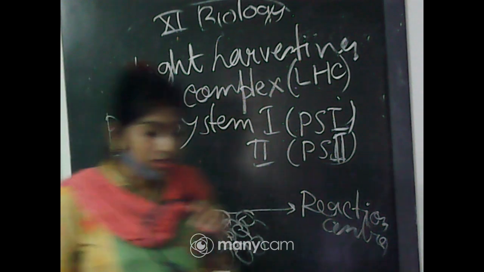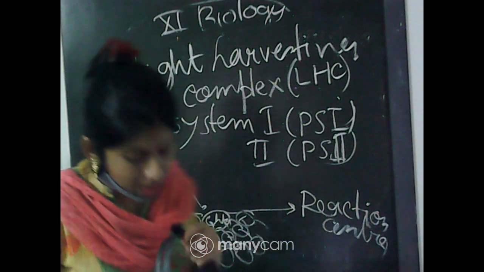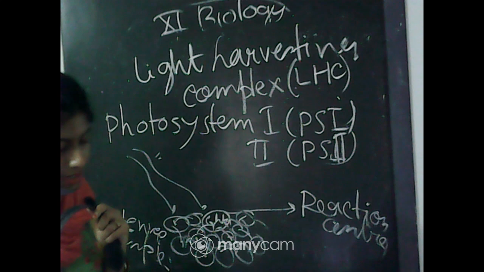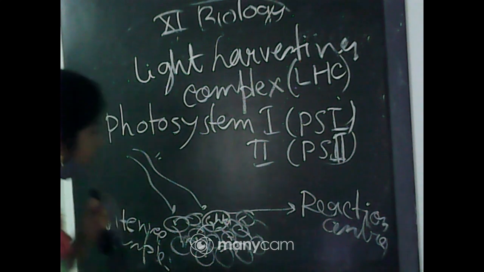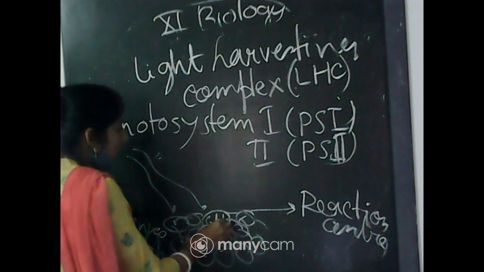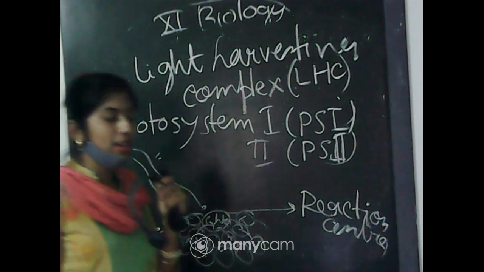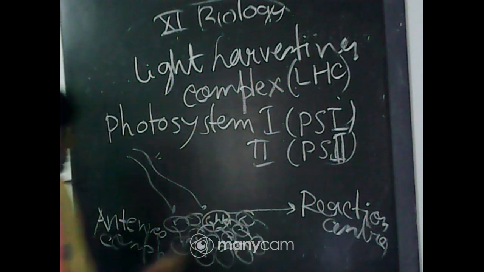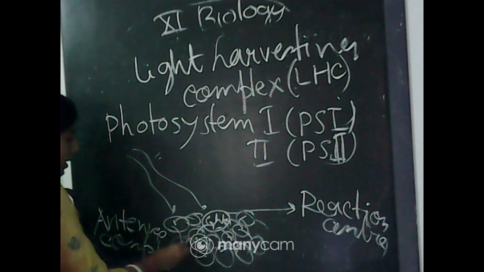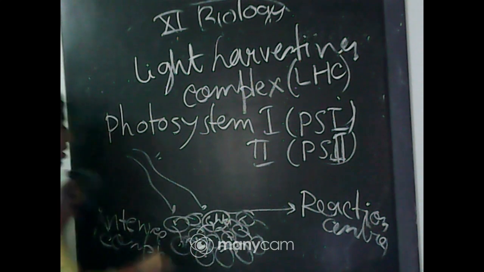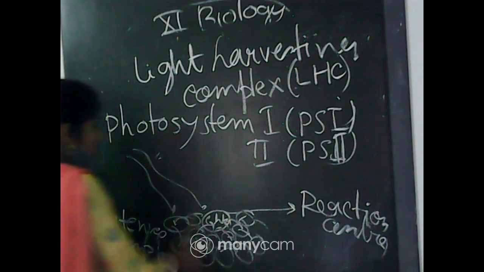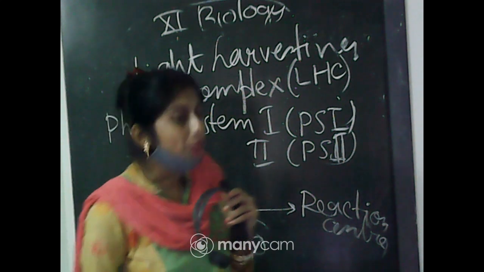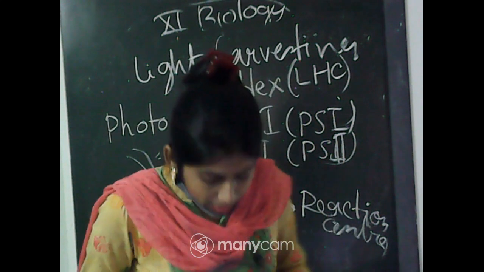What is the role of this antenna? These pigments help to make photosynthesis more efficient by absorbing different wavelengths of light. Chlorophyll A can absorb only a particular wavelength. So, except for this particular wavelength, these accessory pigments help to absorb the different wavelengths and pass the energy to chlorophyll A, making photosynthesis more efficient.